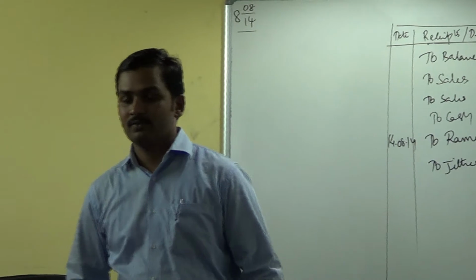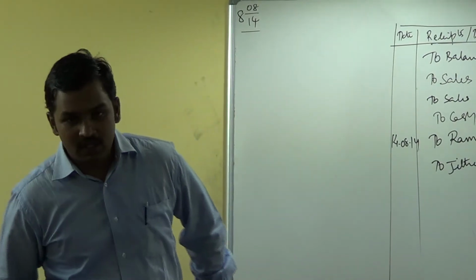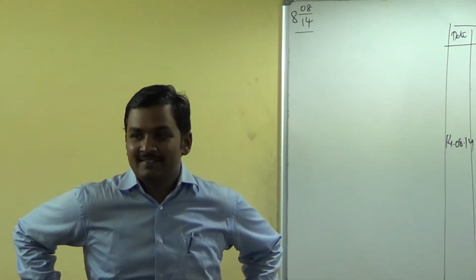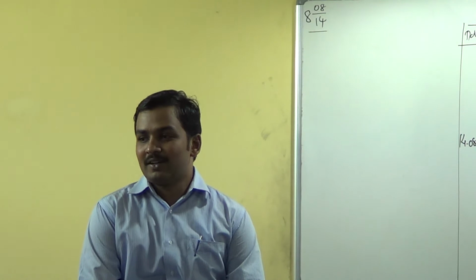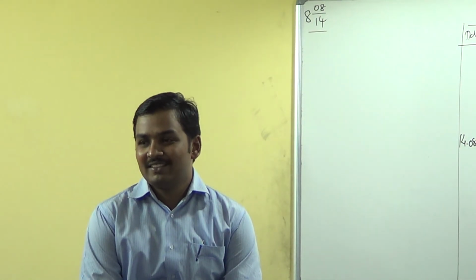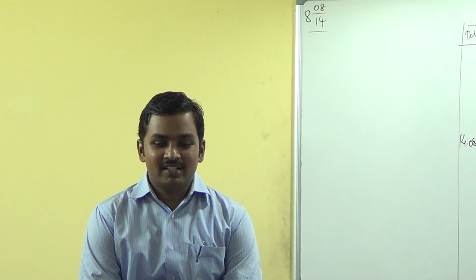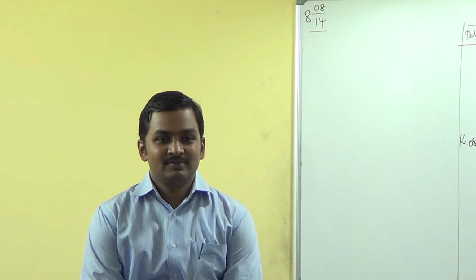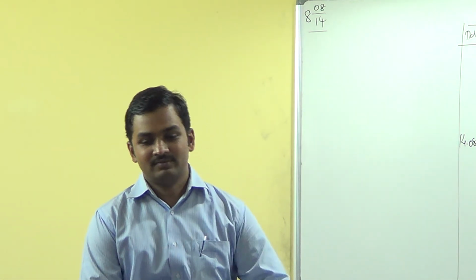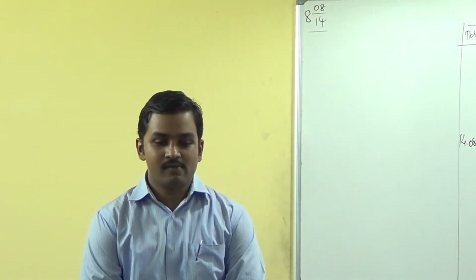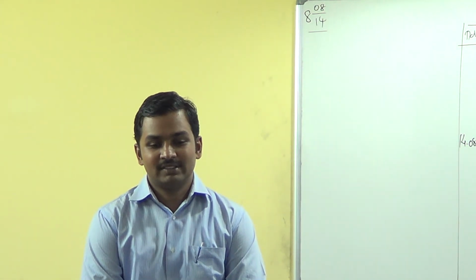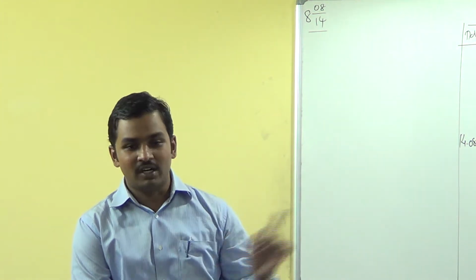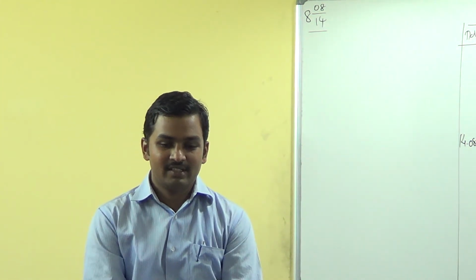Write down. Goods purchased on credit from Manoj, 20,000 rupees. Where will you record it? Purchase book, not in the cash book. Next.